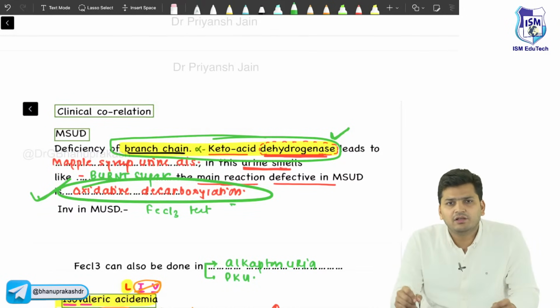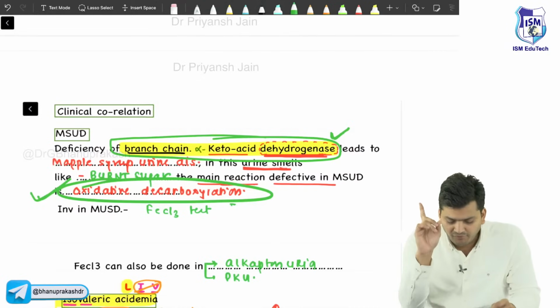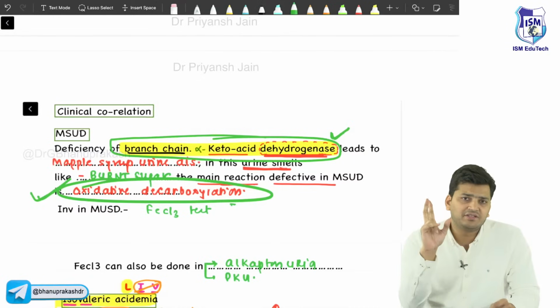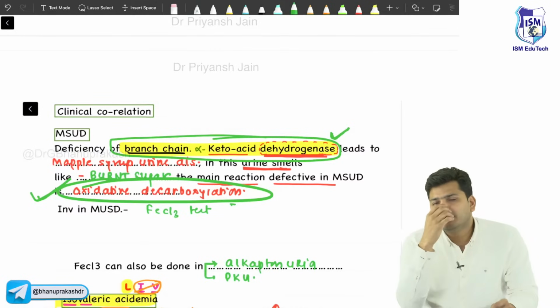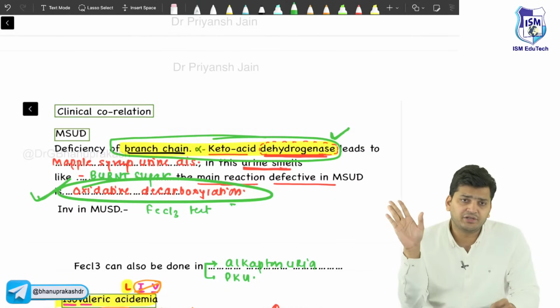So for maple syrup urine disease, 2 points to be remembered. 1. Which enzyme deficiency? Branched-chain alpha keto acid dehydrogenase. And which reaction is going to be defective? Oxidative decarboxylation. Done.